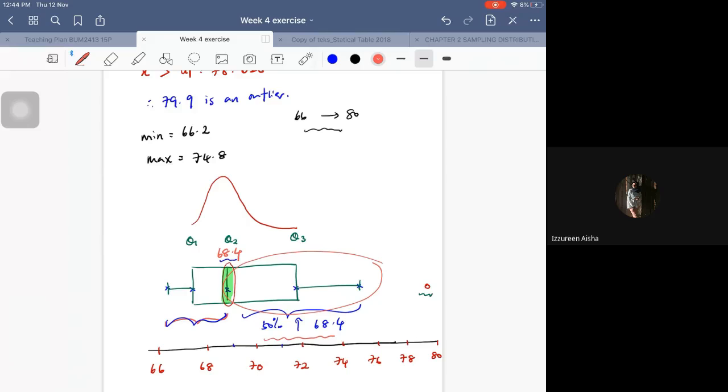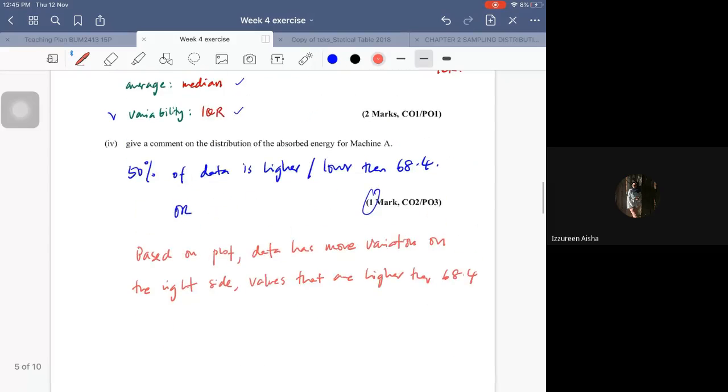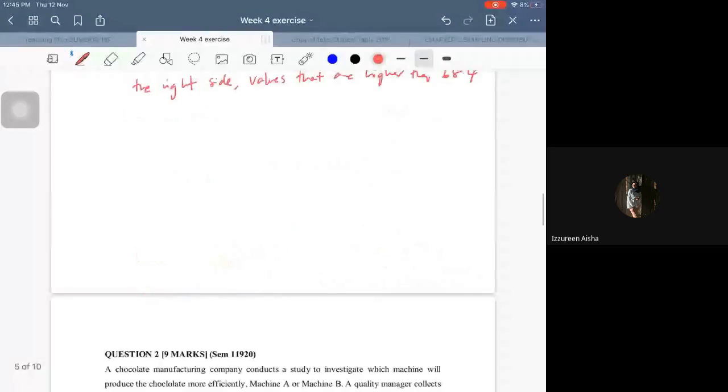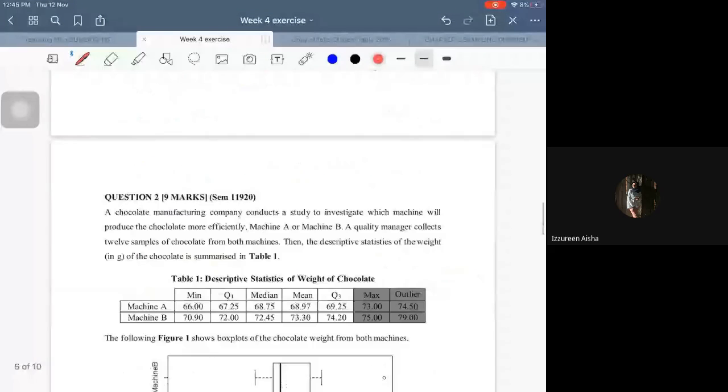As I mentioned to you before, there are so many ways that you can comment or interpret a box plot. As long as what you say is correct, then it should be acceptable. And it is just one mark for this case, so you can say anything. Okay, so that is the case when you have one box plot.